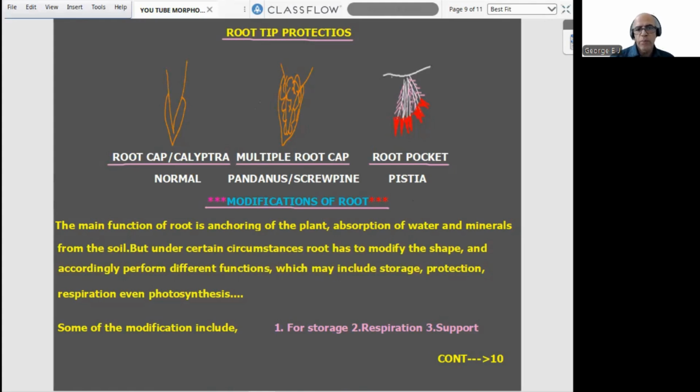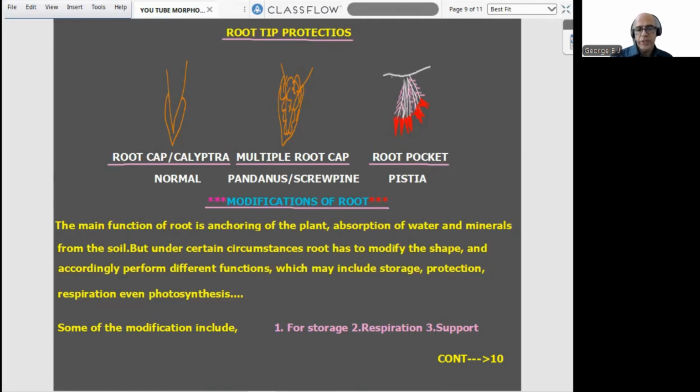Now we can proceed to modification of root. Remember, in the present NCERT, modifications are not there, but I am mentioning just a few items. The main functions of root, as we already know, are anchoring of the plant and absorption of water and minerals from the soil. But under certain circumstances, the root has to modify its shape and accordingly perform different functions, which may include storage, protection, respiration, even photosynthesis. That is why the heading came: modifications of root.